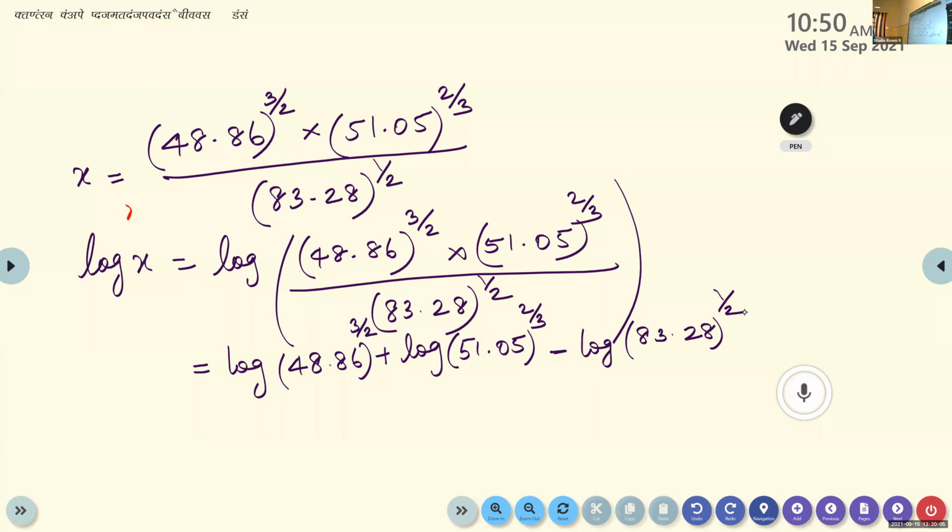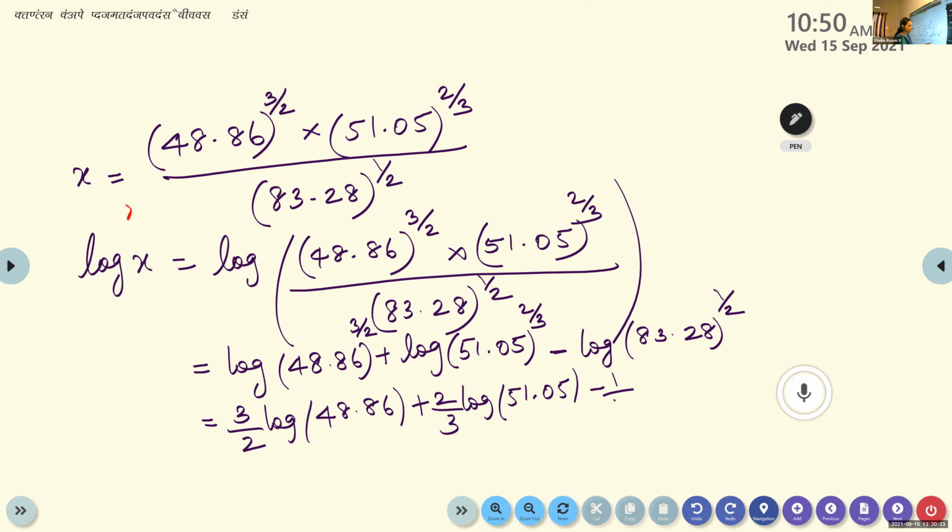Now what is the next step? Using the property log a raised to n, we can take the powers to the front. So 3/2 log of 48.86 plus 2/3 log of 51.05 minus 1/2 log of 83.28. Okay. So now you take 3/2 into log of 48.86.